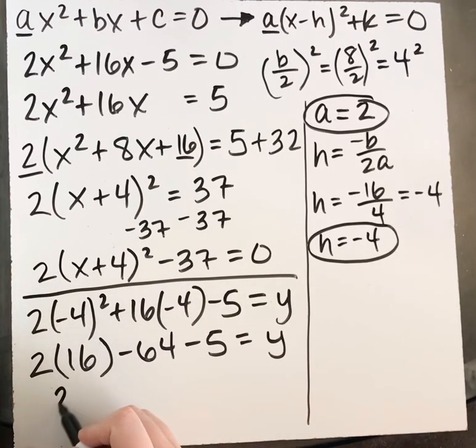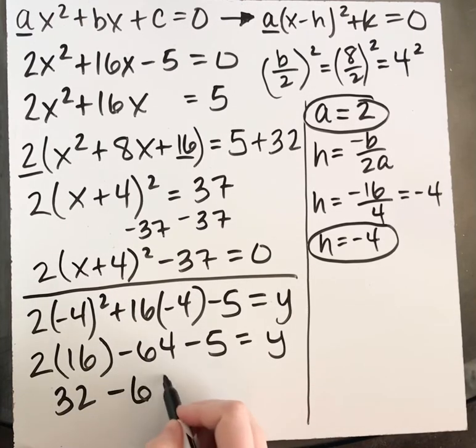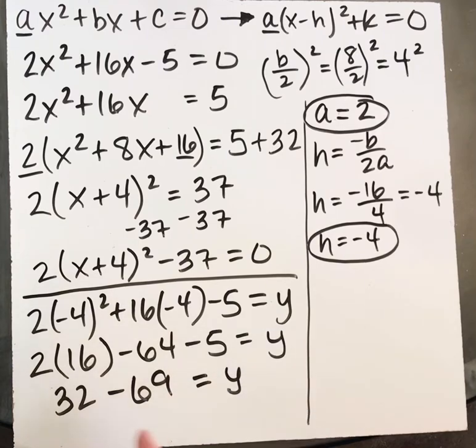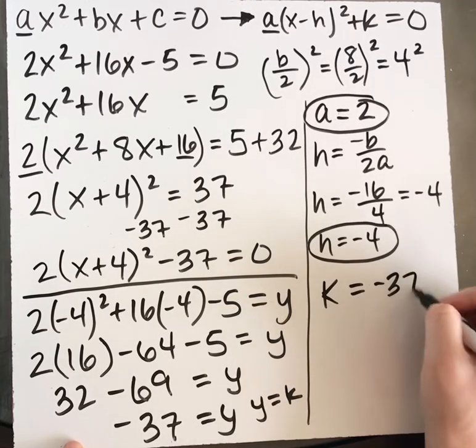2 times 16 gives us 32. When I combine like terms here, I've got minus 69. 32 minus 69 will give us negative 37. And again, our y is the same thing as our k term. So our k term is equal to negative 37.